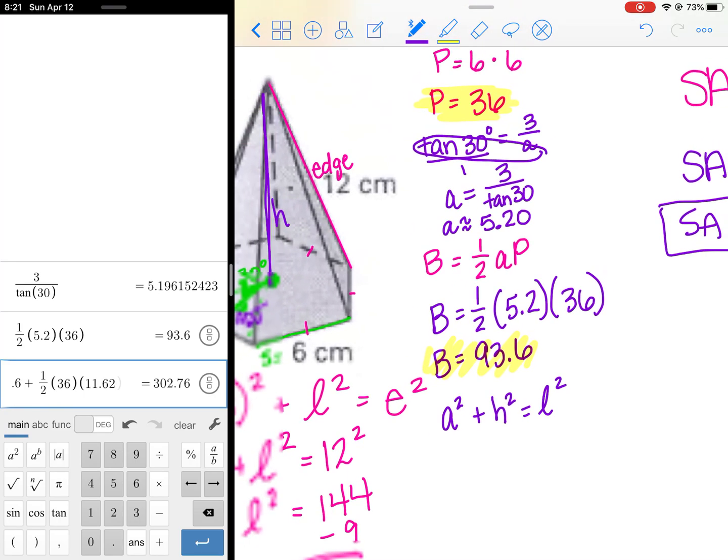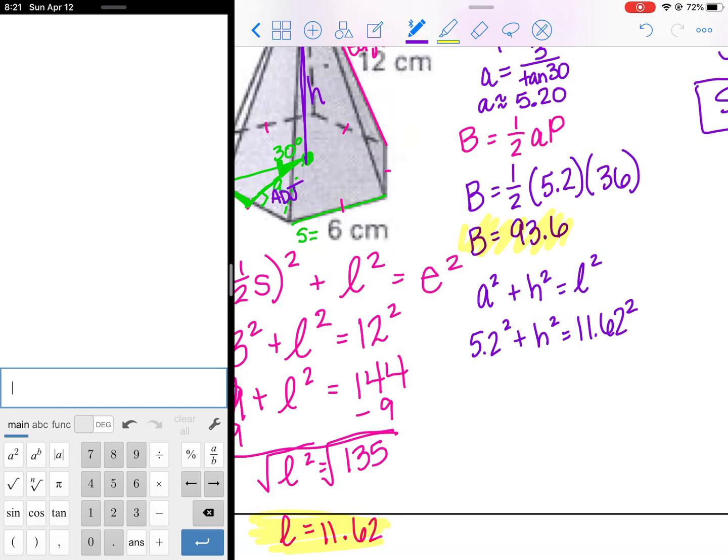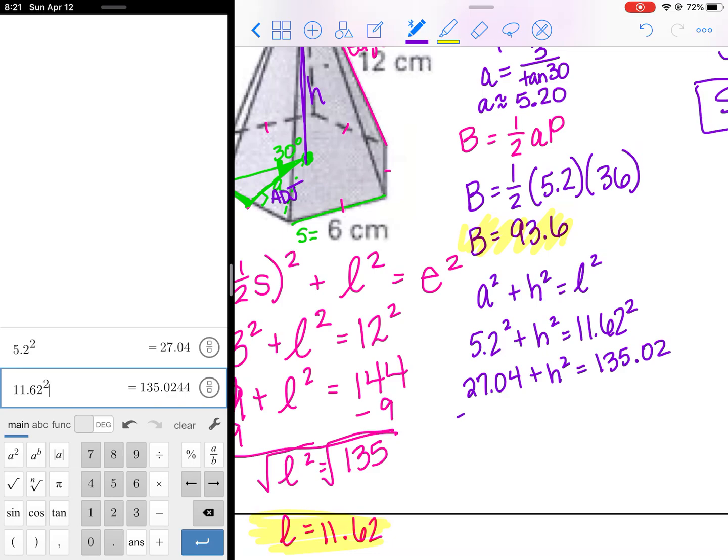And then I'm going to plug in what I know. So I already found the apothem. So that's 5.2 squared plus h squared is going to equal L squared. And L was 11.62. All right, I'm going to work through this. So 5.2 squared is 27.04 plus h squared equals, I need to find 11.62 squared, which is 135.02 if I round it to 2 decimal places.